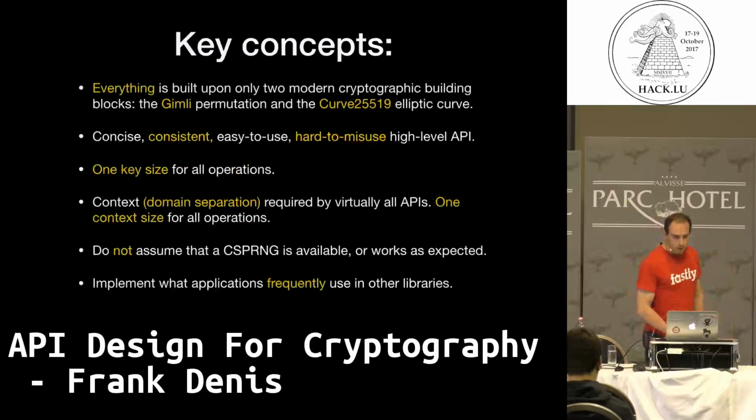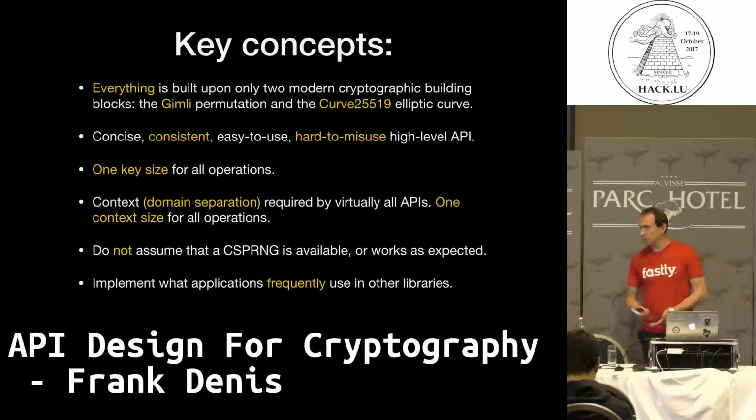So, some key concepts. The crypto in Hydrogen is pretty interesting, but this is not the topic today. But it has to be really hard to misuse, and consistent. One example of consistency is that it uses just one key size for everything. If you do hashing, if you do signing, whatever, it's going to be the same key size, just to avoid confusion and bugs. So maybe because it's the same key size, you're going to reuse a key, right? Well, the thing is, context is mandatory everywhere. So you don't get this kind of bug either.